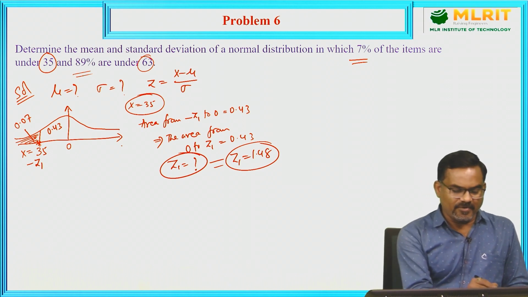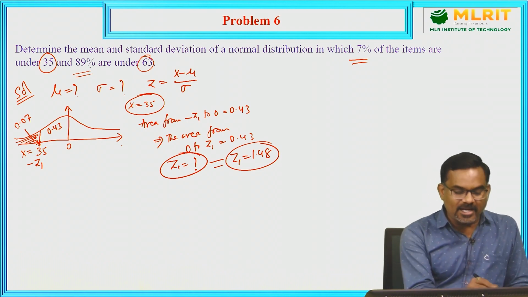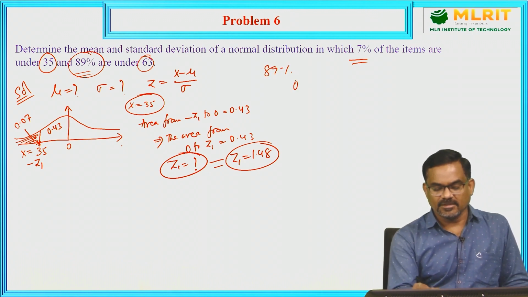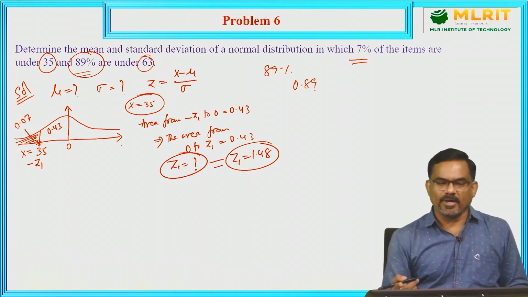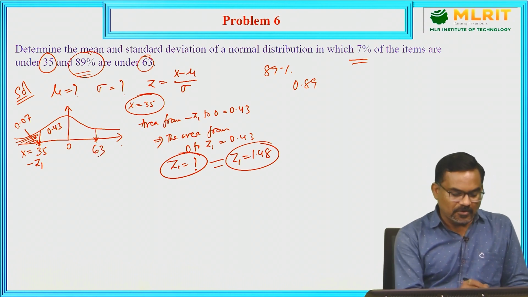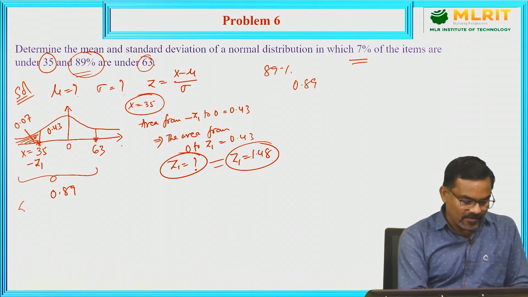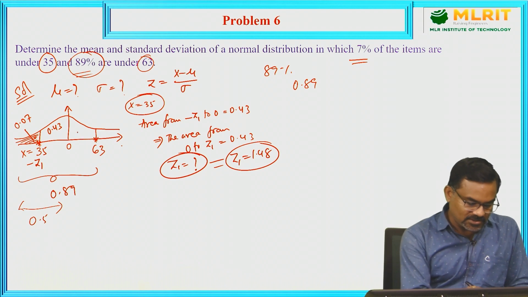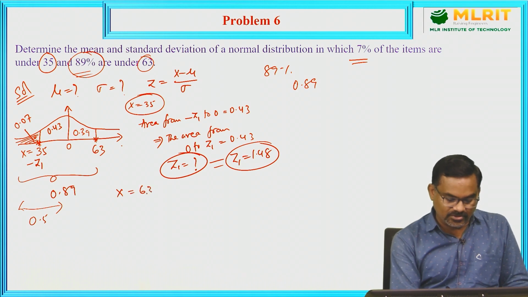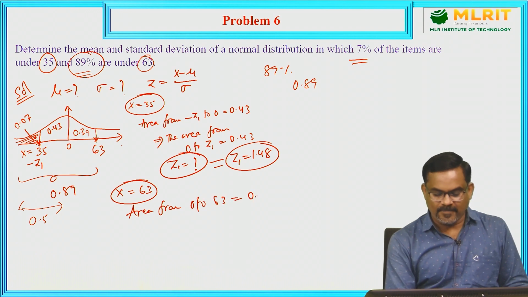Similarly, another piece of information is given: 89% are under 63. 89% is greater than 0.5, that means 0.89, greater than 0.5, so obviously the value will be positive. So this is 63. This total area is 0.89, and we know that this half area will be 0.5, so this area will be 0.39. That implies for the second one, x equal to 63, the area from 0 to 63 is 0.39.